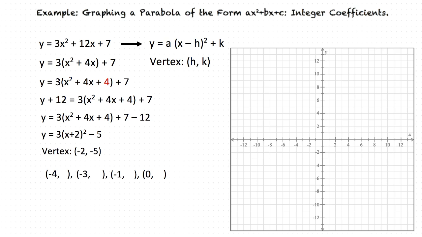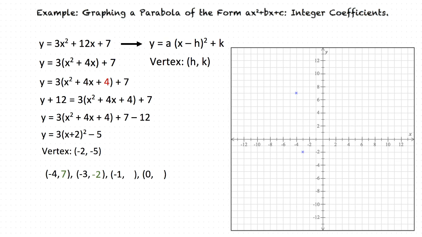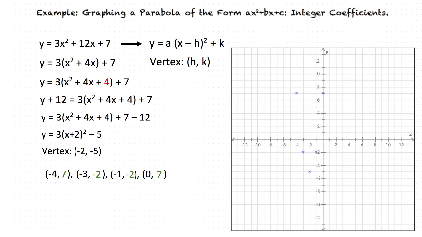get our y values. Our parabola contains the points negative 4, 7, negative 3, negative 2, the vertex negative 2, negative 5, negative 1, negative 2, and 0, 7. With our points plotted, we can now graph our parabola to get our final answer.